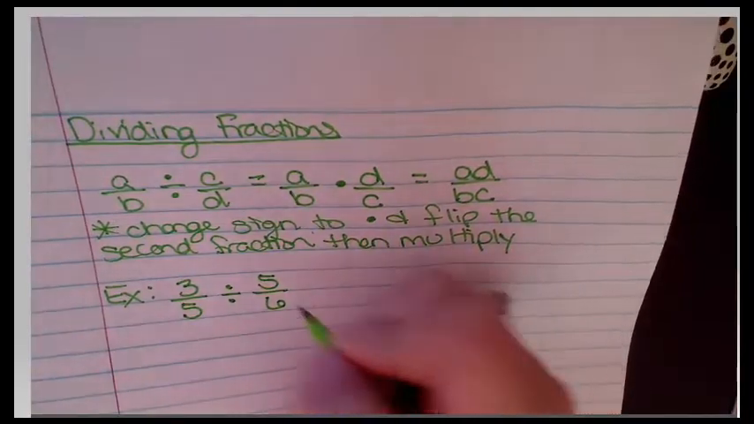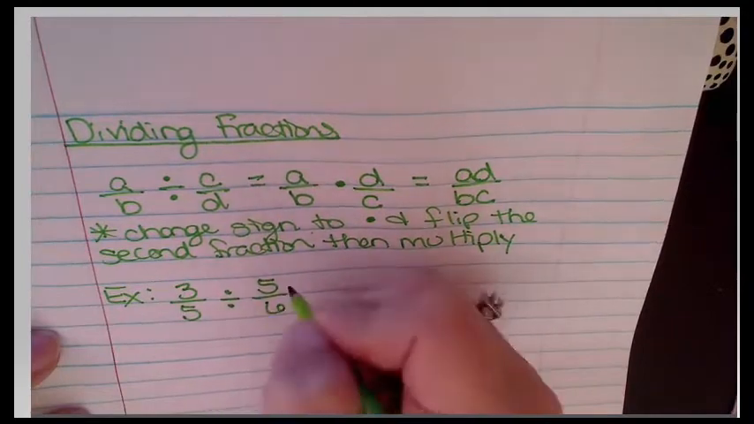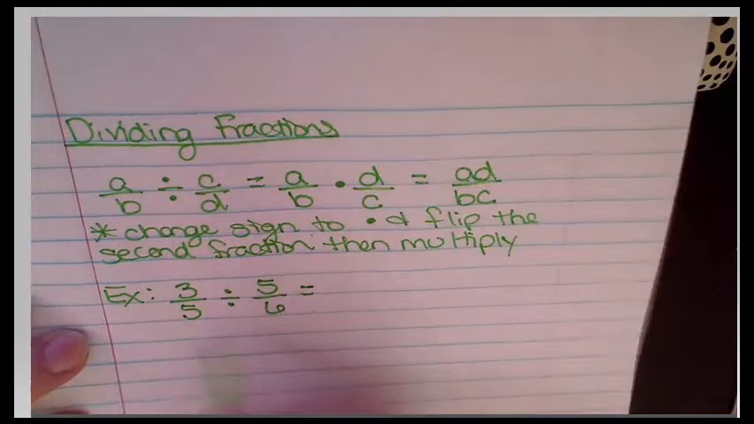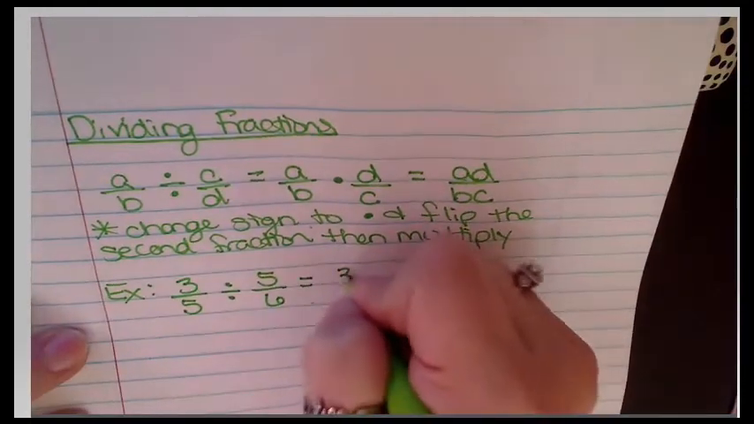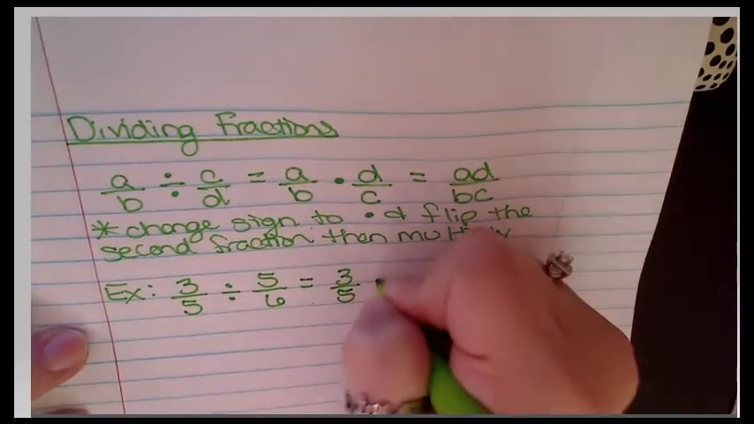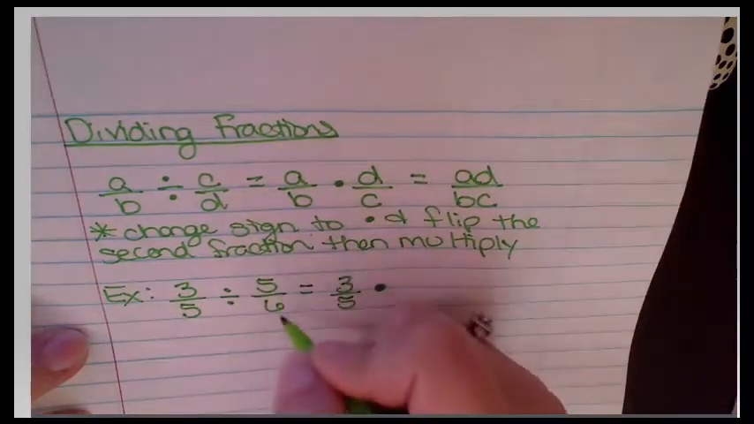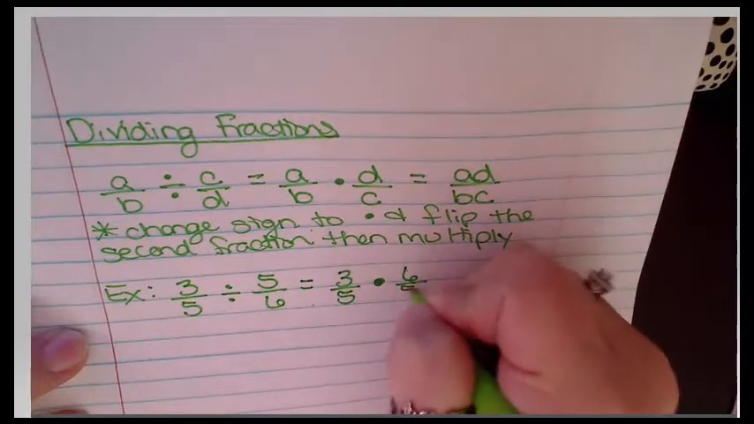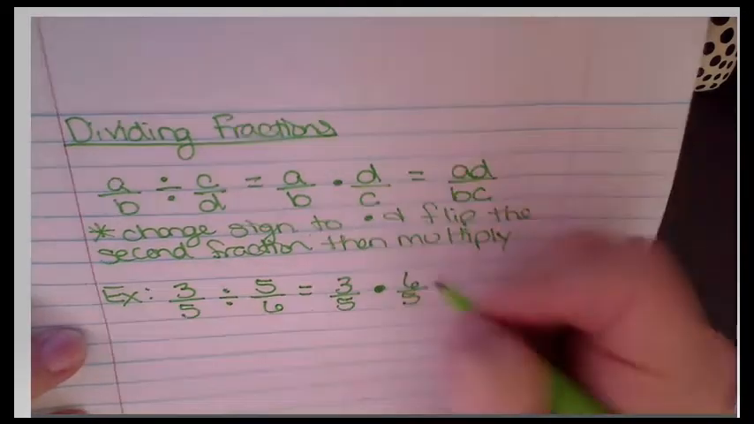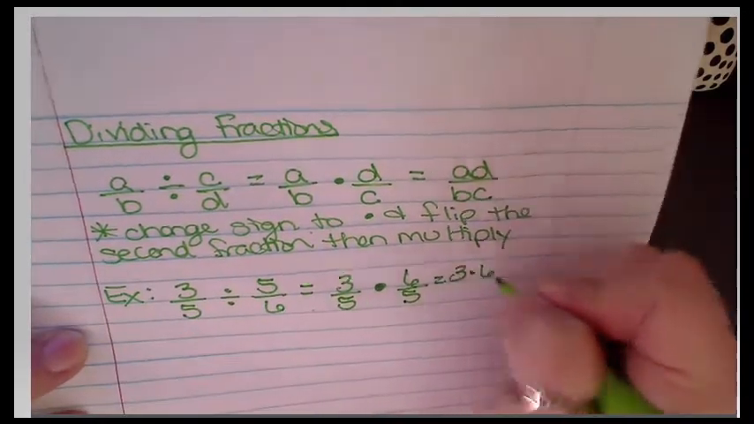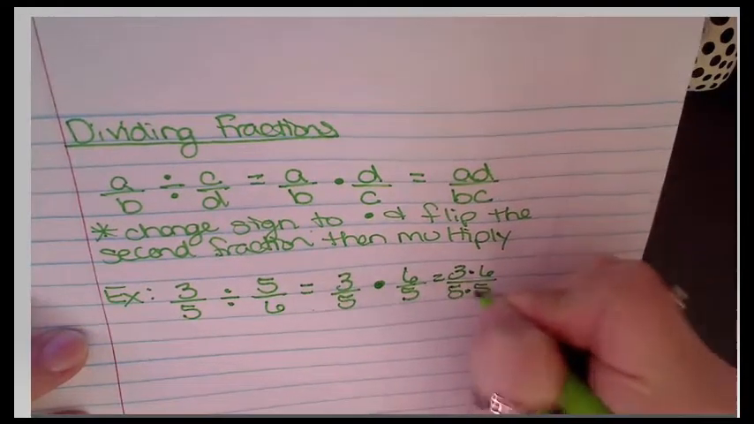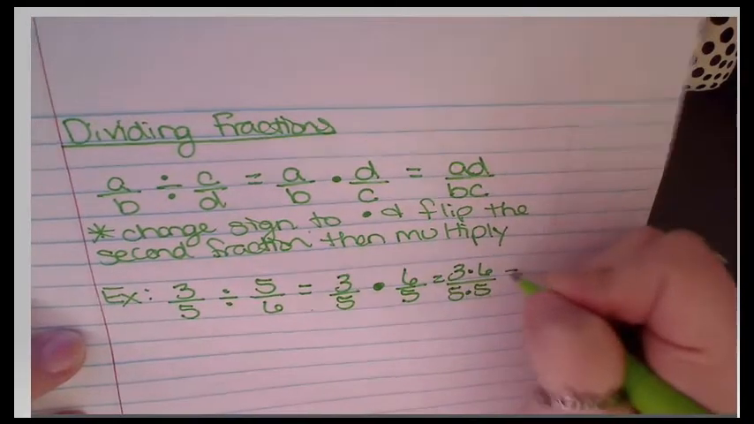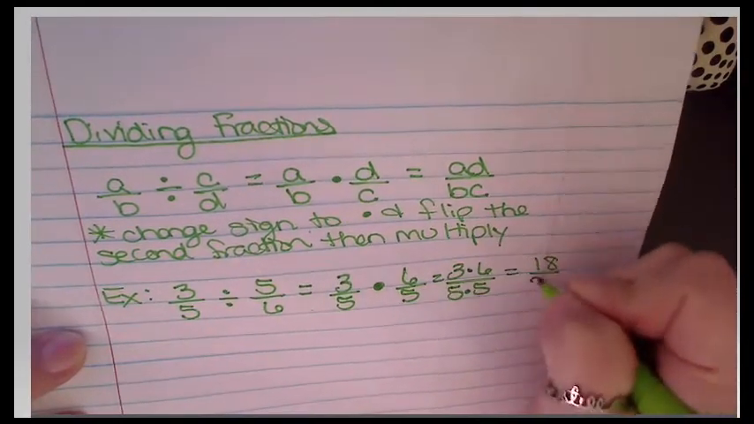Okay, don't try and do any type of simplifying yet. We gotta multiply first. So we gotta switch this. So we're leaving that first one alone, 3 over 5. Switch that to multiply. We're gonna flip this second one. So instead of 5 over 6, we now have 6 over 5. Okay, 3 times 6 over 5 times 5. Is there anything that we can cancel out there? Nope. So that equals 18 over 25.